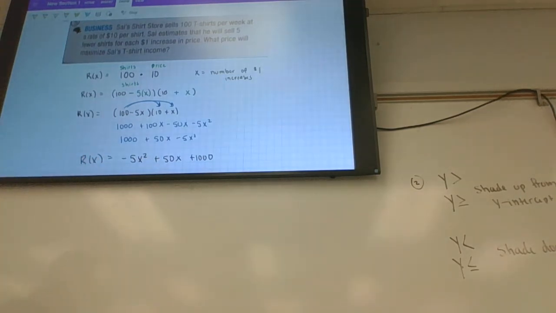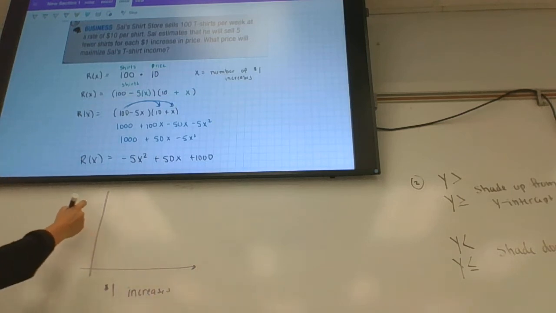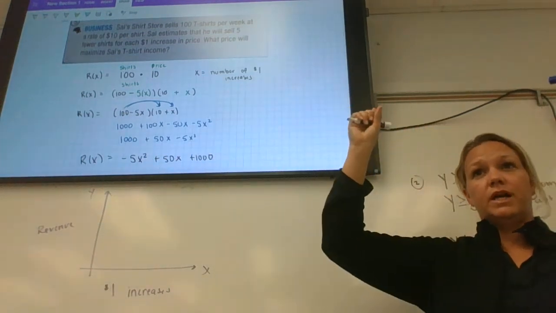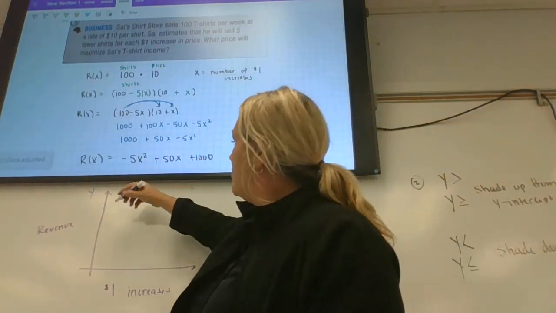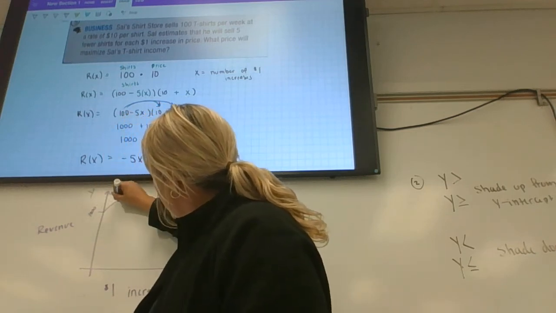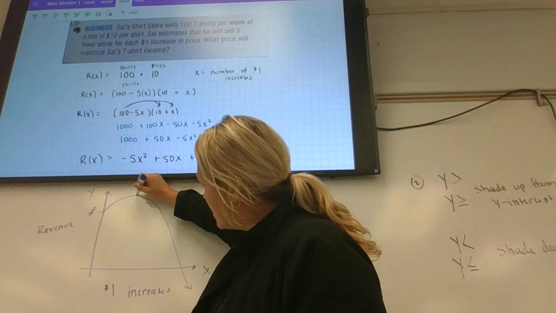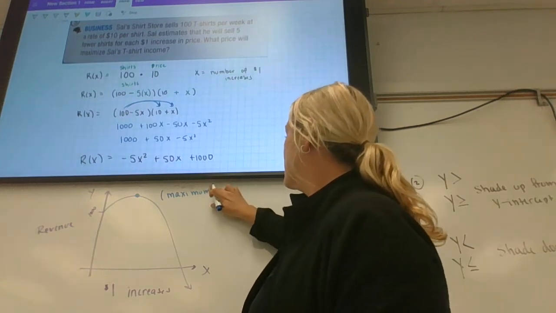Well, let's talk about what he's asking for. It's best if you have a visual. Alright, X is $1 increases. And then Y here is his revenue. His or her, I guess Sal could be a girl. Okay. So is this parabola opening up or down? So opening down because of the negative in front. And its y-intercept is up at 1,000. So you can picture this going like this. This top point, the vertex of this parabola, represents maximum revenues.